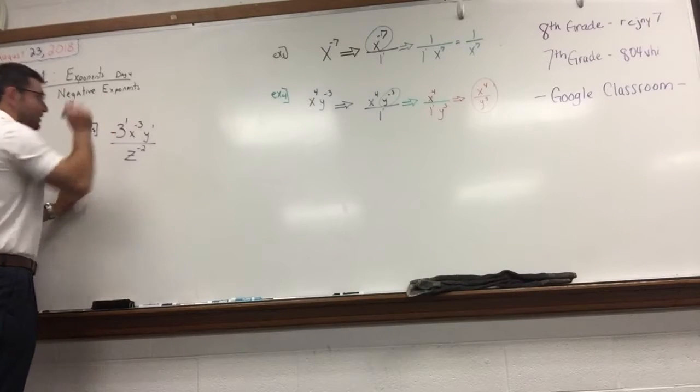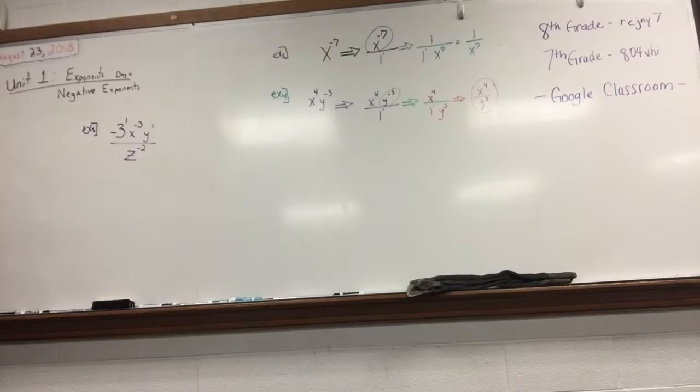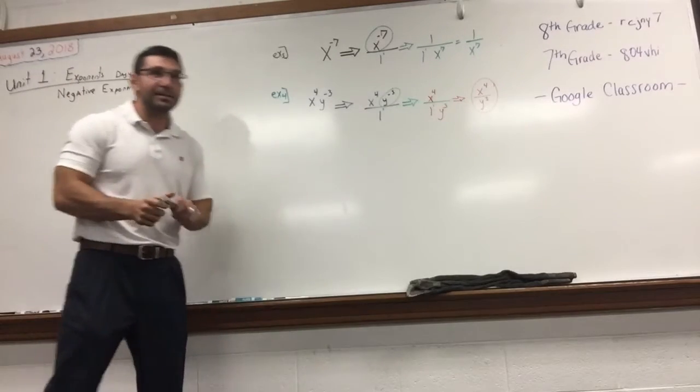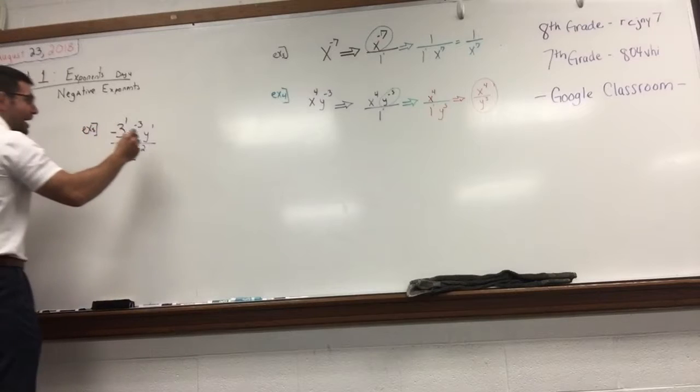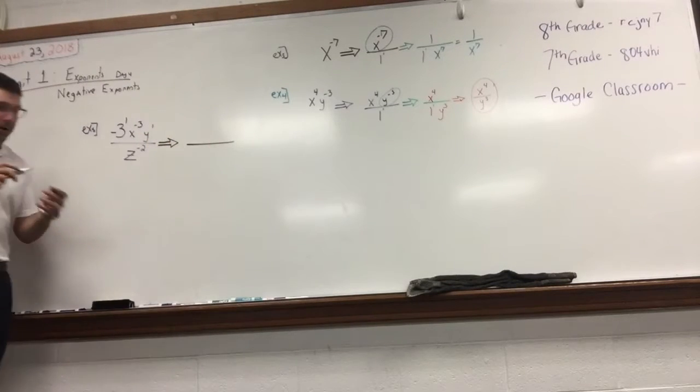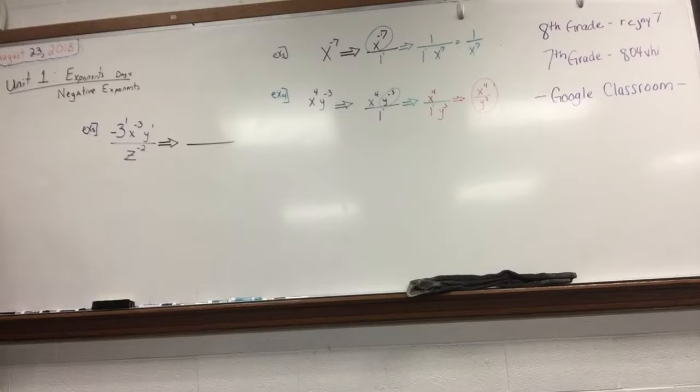Yeah, it's a positive one. Okay, so that's where we had the confusion. It's a positive 1. So now that everything has exponents, I draw my fraction bar. I will immediately put everything that has a positive exponent in the same exact place.